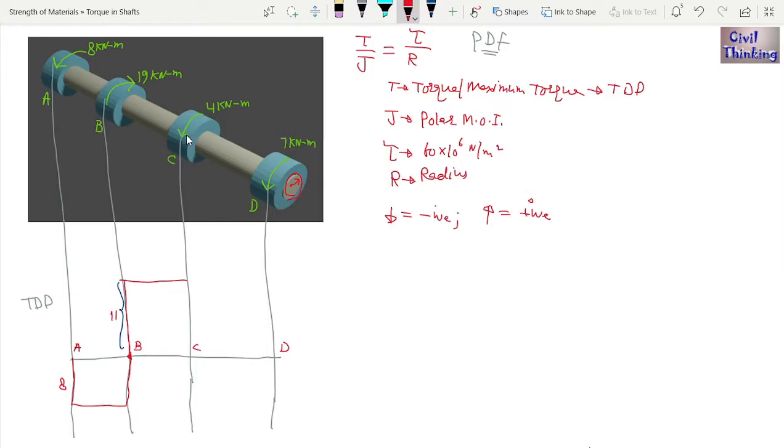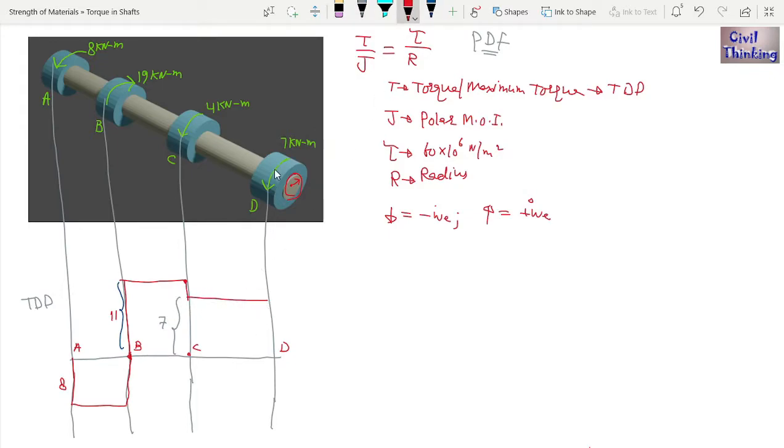Now at point C there is a downward movement of 4. Okay, so I will go 4 down, right? Now from here to here is 11, right? Because this is 11. So how much is this? From here to here I went 4 down, right? I went 4 down, so 11 minus 4 is 7, right? This is 7.